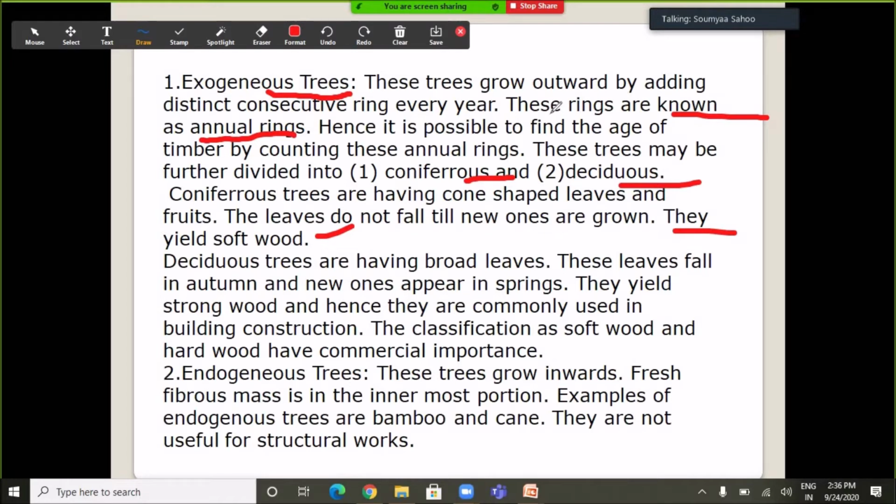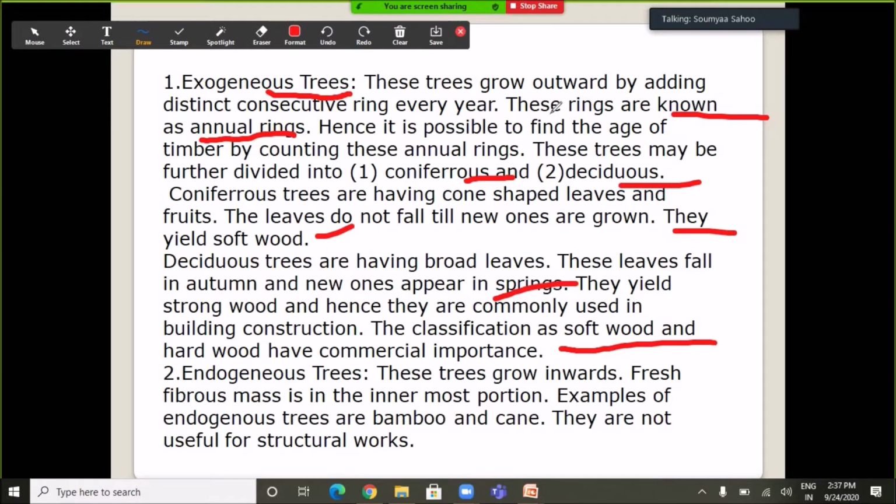The next one is deciduous tree. Deciduous trees have broad leaves. These leaves fall in autumn and new ones appear in spring. They yield strong wood and hence they are commonly used in building construction. Some examples of deciduous trees are babul, mahogany, sal, oak. The classification of softwood and hardwood has commercial importance.